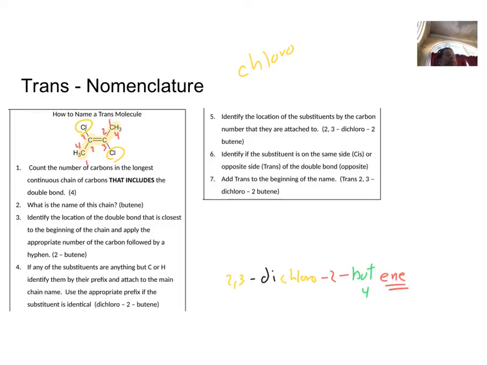And this time, their orientation around the double bond happens to be opposite sides, and because it's opposite sides, we call it trans. So it's trans 2,3-dichloro-2-butene.